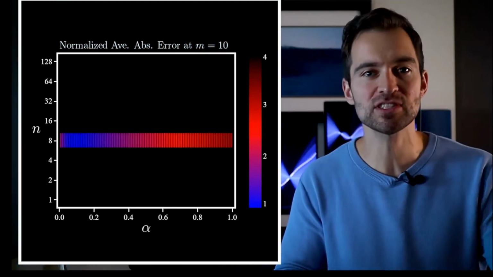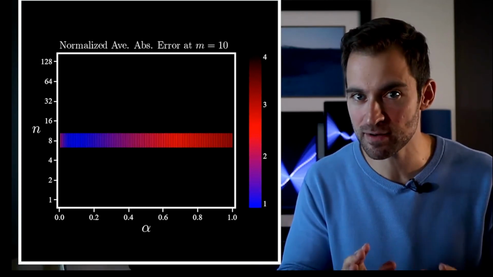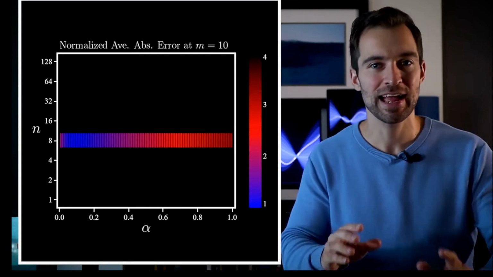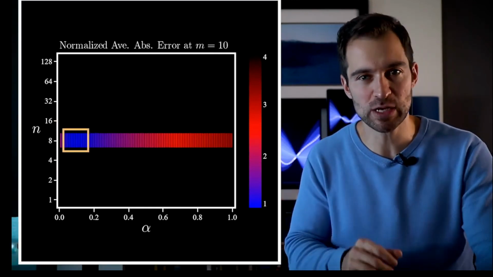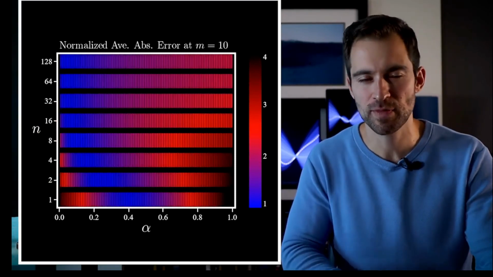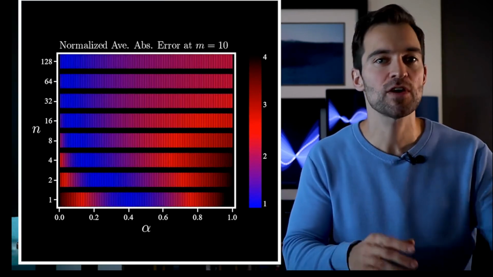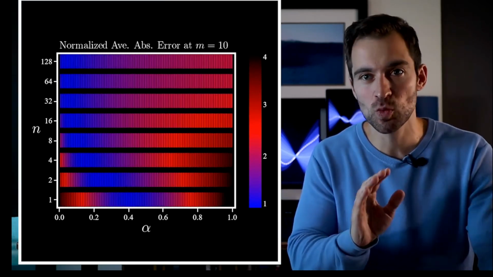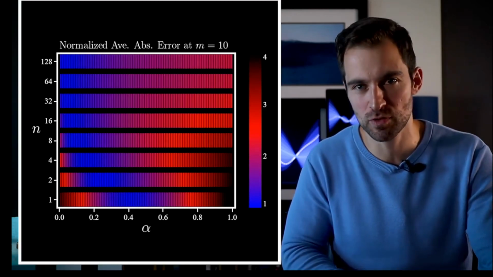I've normalized the errors to have a value of 1 when they have achieved their best value for a particular n, and that's colored as blue. That means around here, we achieved the best performance for n equals 8. Now, if we do that for the remaining values of n, we get the full picture. Clearly, for lower values of n, best performance is achieved for higher values of alpha. So we see there's an interdependence between n and alpha for achieving good performance.